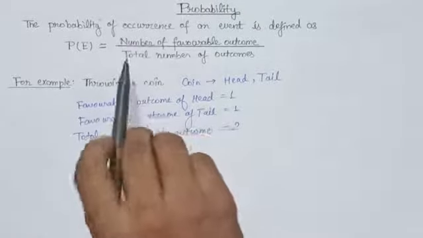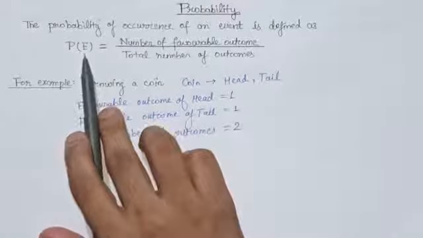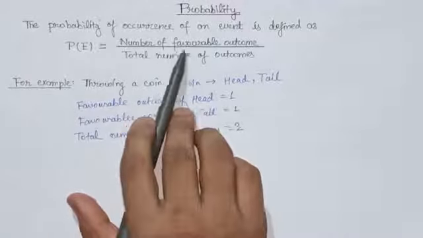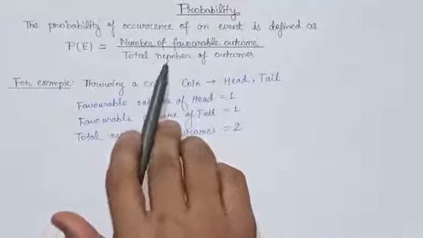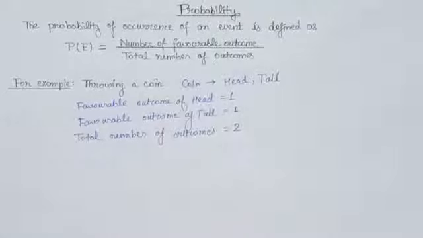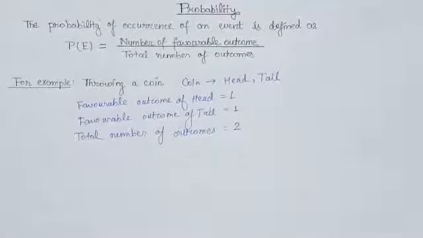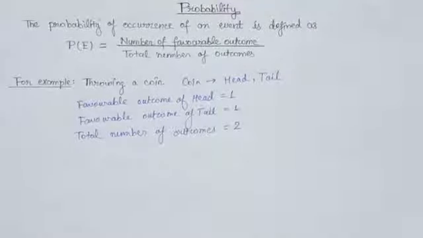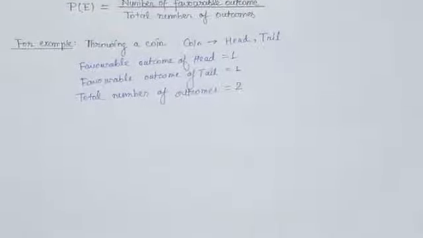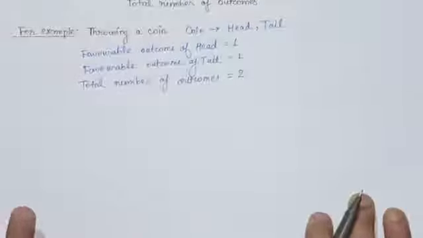Now using the formula that probability of occurrence of an event is defined as number of favorable outcome divided by total number of outcomes, we can find what is the probability of occurrence of head as well as tail when we throw a coin. So let us use this formula and try to find the probability of head and tail.